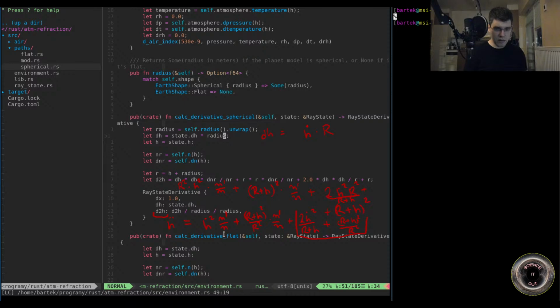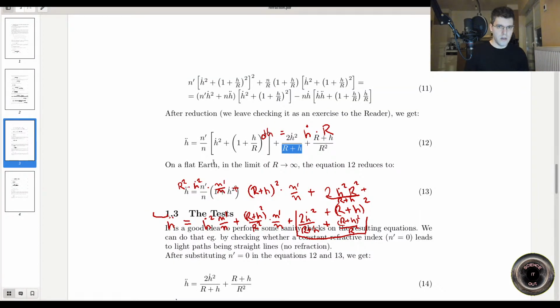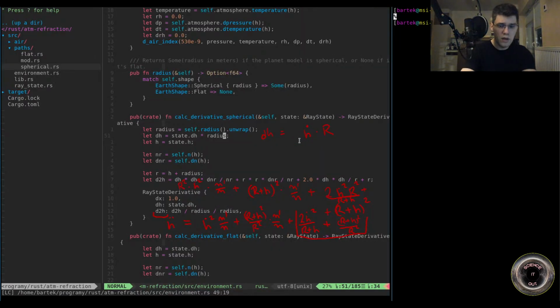And this part is basically just this part that is here. So n prime over n is multiplied by h dot squared, so you can just barely see that we have h dot squared here, and we have it multiplied by r plus h squared over r squared, and it's exactly this fraction. Okay. So we can see that what the code calculates is indeed this same equation, only it calculates it in a bit of a different way, which had some reason. I think initially I coded it differently, and that's basically the reason.